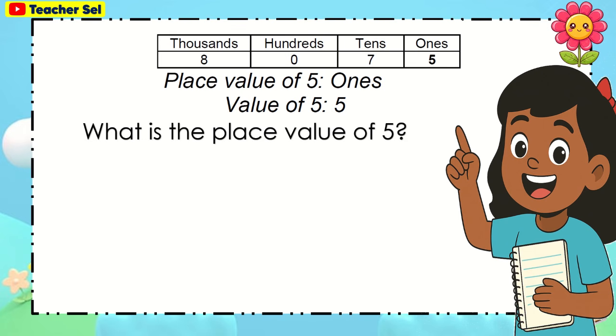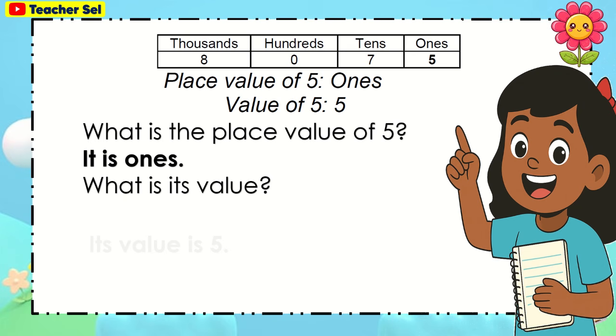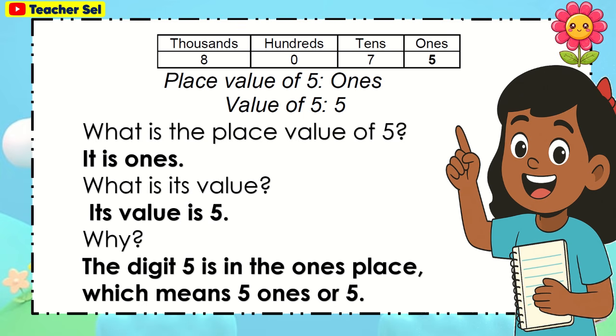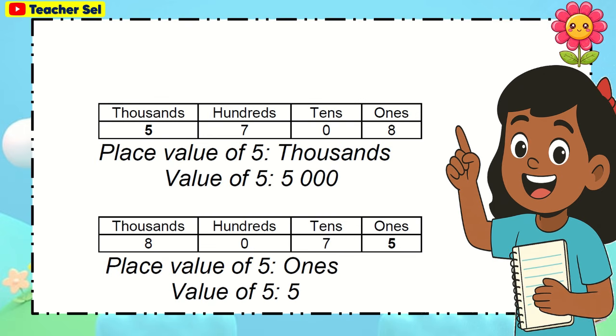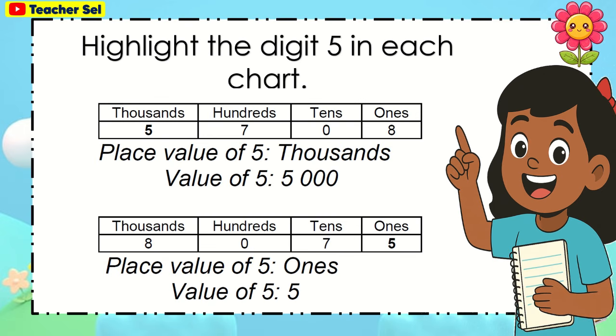What is the place value of 5? It is ones. What is its value? Its value is 5. Why? The digit 5 is in the ones place, which means 5 ones or 5. Highlight the digit 5 in each chart.